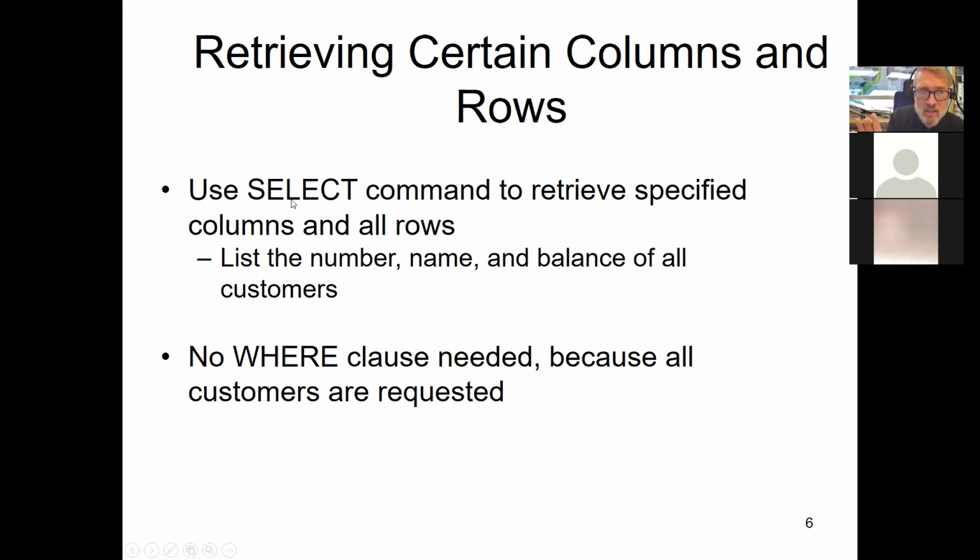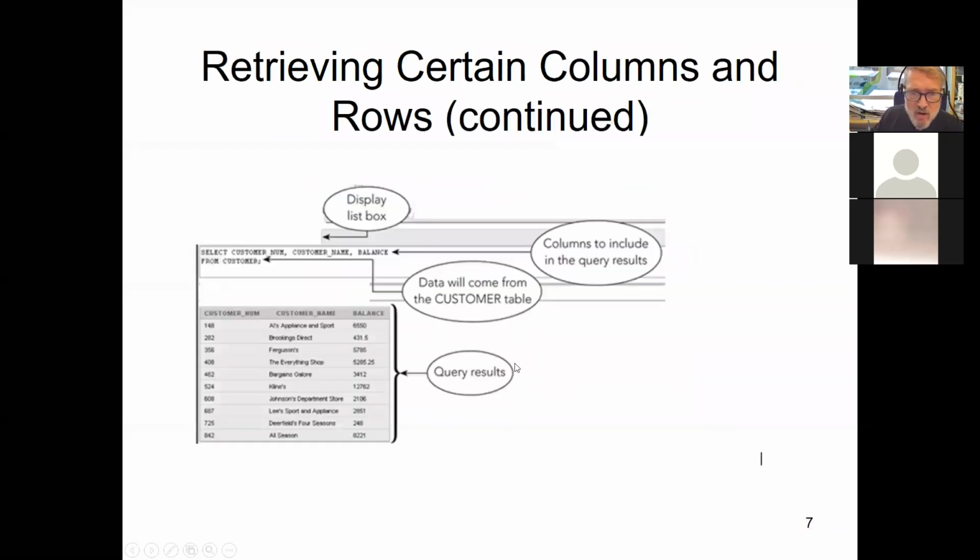The columns are chosen by the thing that follows the select immediately, and the rows are chosen from the where. And the where can be compounded, and you'll see how we compound those. If you don't have a where, then we get all of the columns.